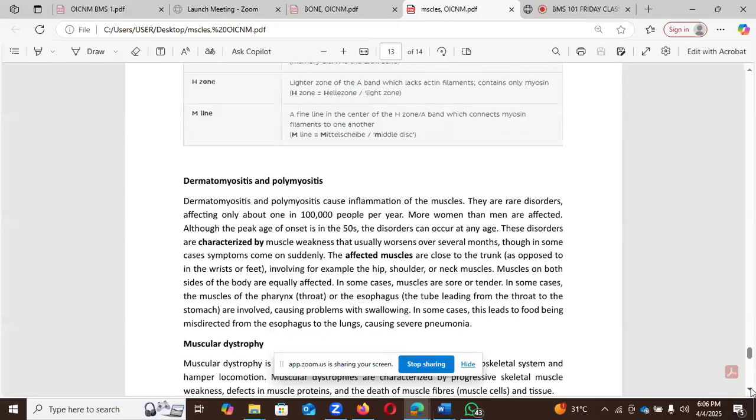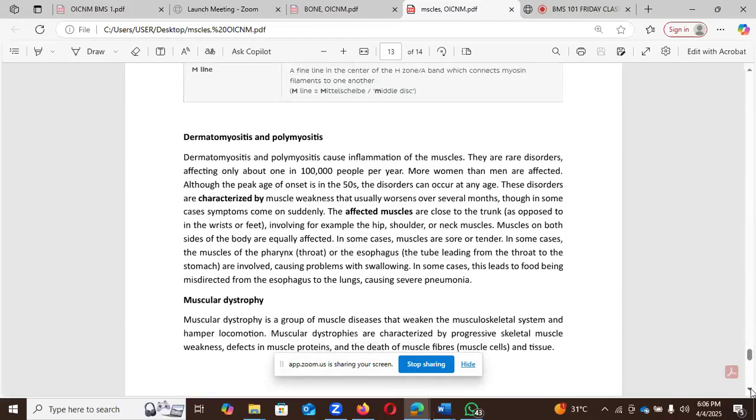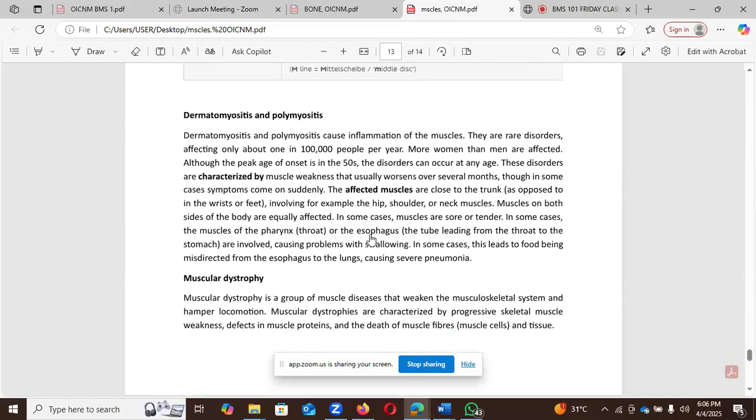Now, there can be problem with muscle, such as fatigue. Fatigue in a muscle can cause tiredness or muscle spasm, which is the muscle pull. And what can cause fatigue in a muscle? When there is accumulation of waste product. So what are the examples of waste product that can accumulate in the muscle?